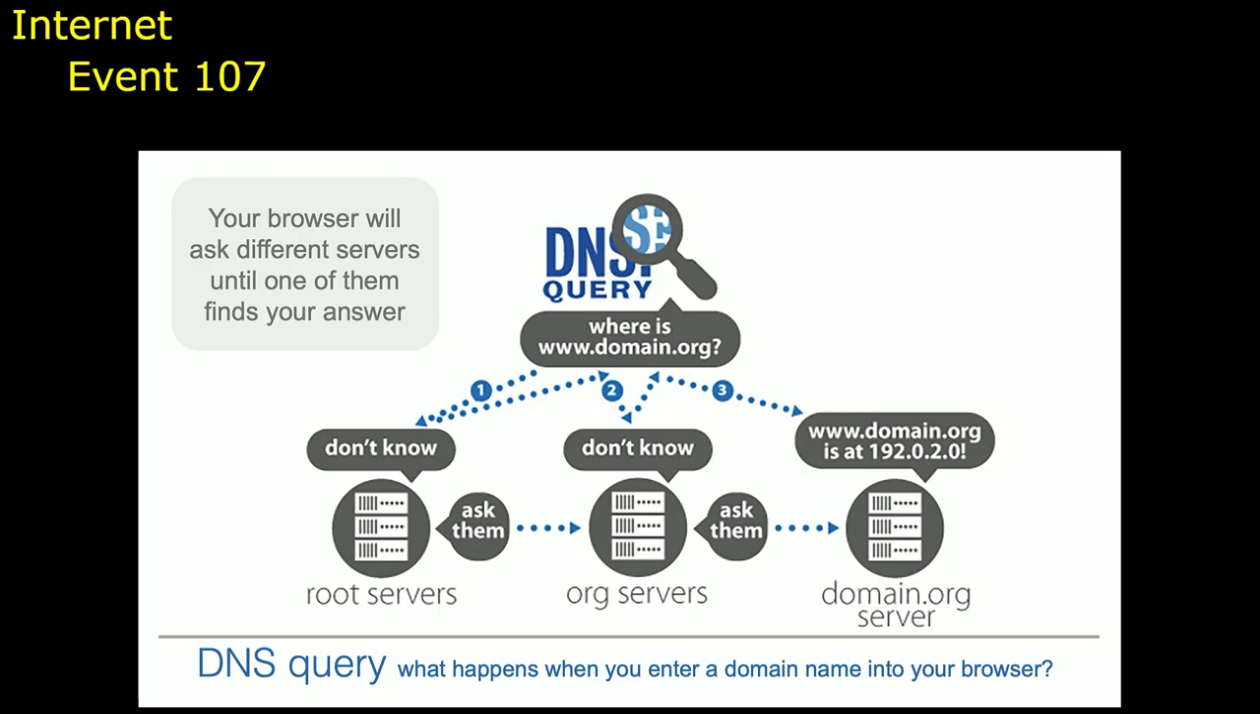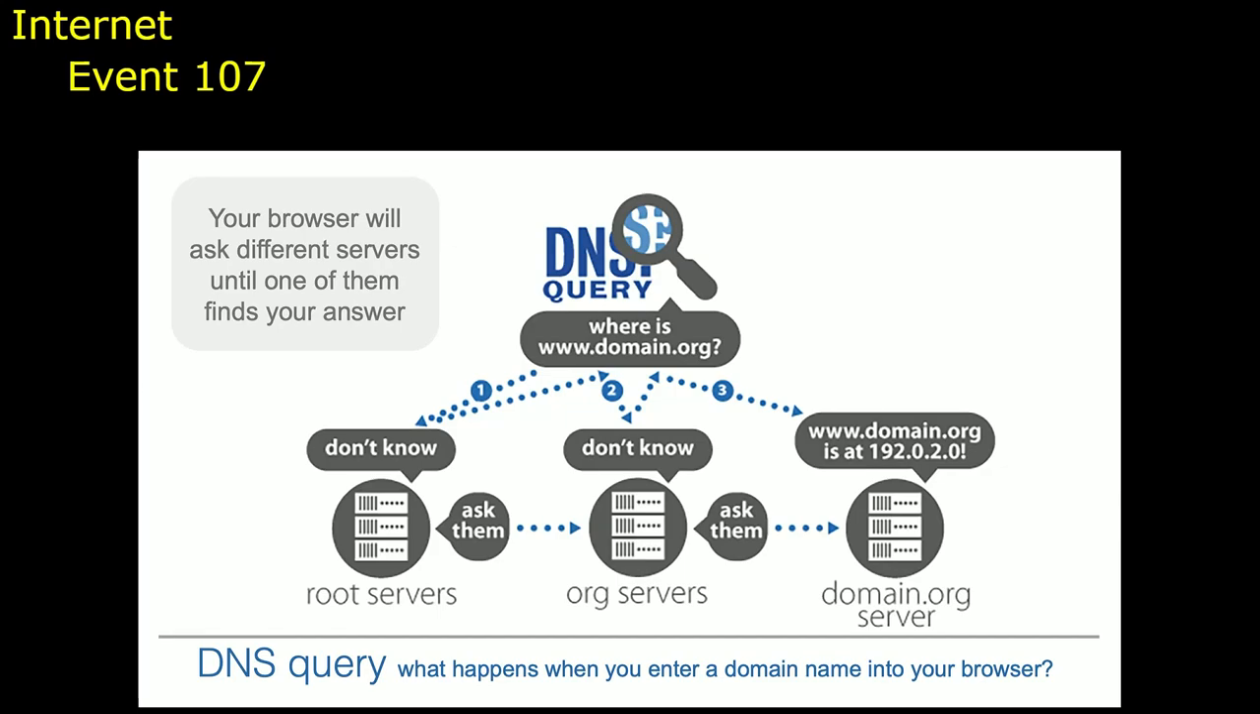So when you type www.domain.org, your ISP's recursive resolver would ask this question in the system: where is the IP address for www.domain.org? And who does it ask first? It will go to a root server to ask this question. The root server won't know exactly where this IP address is, but it knows where the top-level domain server's IP address is, which is the .org domain IP address.